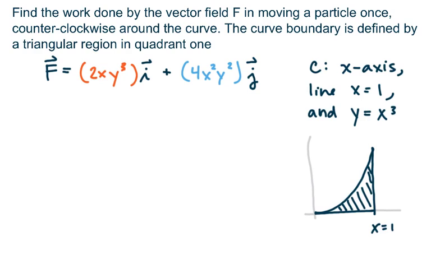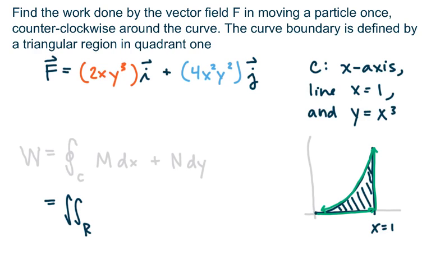And since we are traveling around this triangular region in a counterclockwise motion and making that loop, we can use Green's theorem. So in this situation, I'm going to define my work as the counterclockwise line integral along my curve of M dx plus N dy, which is the same as the double integral over the region of the partial of N with respect to x, minus the partial of M with respect to y, dA.